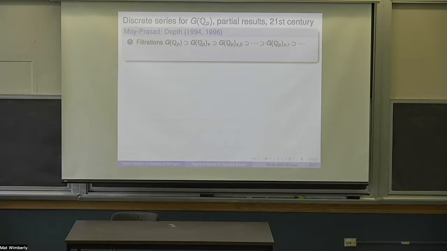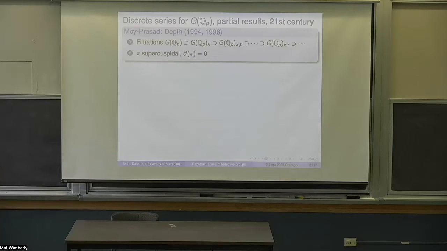And using those, they were able to define a notion of depth of a representation. Namely, how far in this filtration do you have to go before you meet vectors that are fixed by this filtration subgroup? And then they were able to classify all those supercuspidal representations, where supercuspidal is a strengthening of the notion of discrete series. And this is what I'll be talking about as far as classification is concerned. All those which are of depth 0.